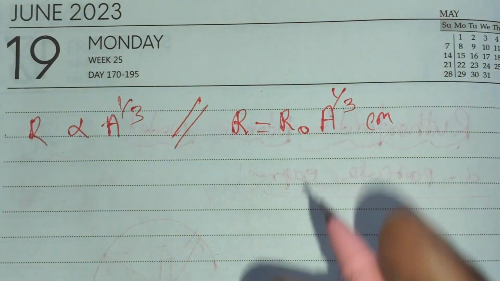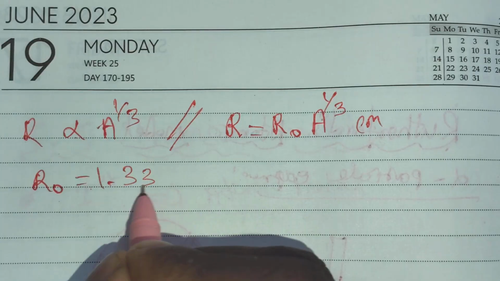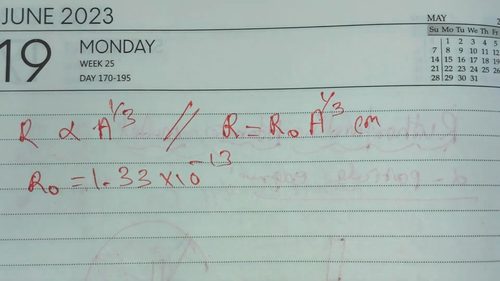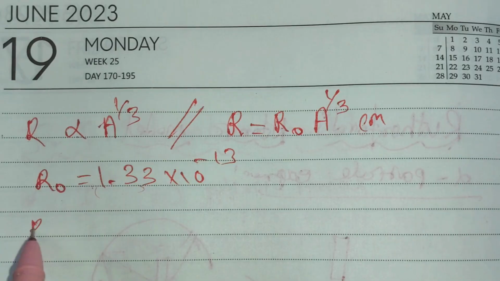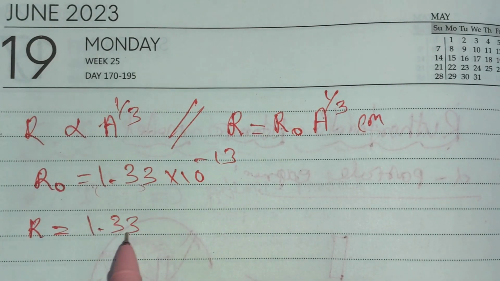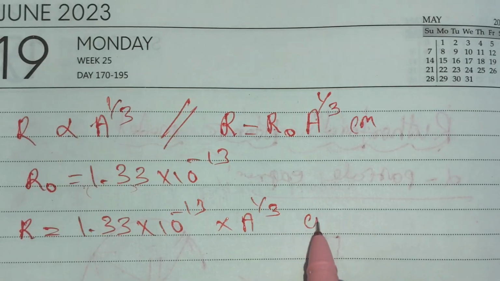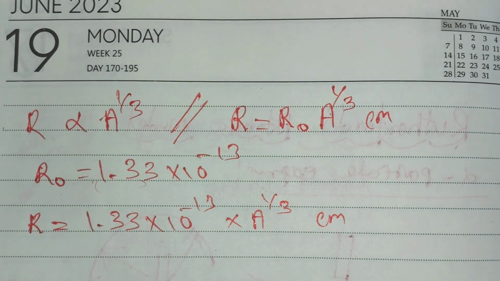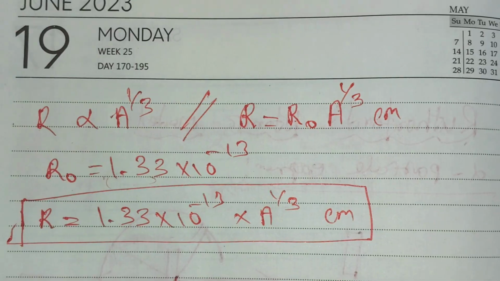Here, R naught is a constant value, that is 1.33 into 10 to the power of minus 13. So for that value we can substitute here: R is equal to 1.33 into 10 to the power of minus 13 into A to the power of 1 by 3 centimeter. Okay, this formula is very, very important for calculating the radius of an atom.